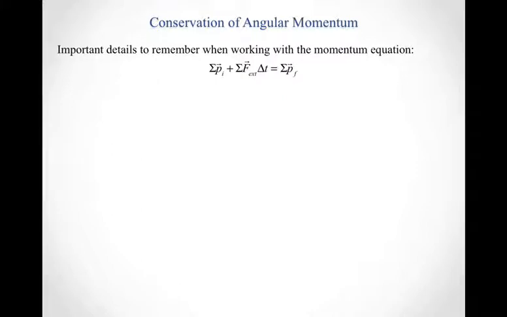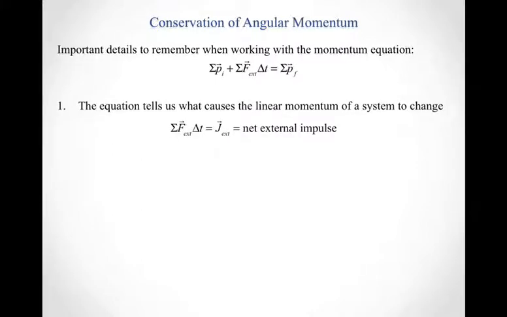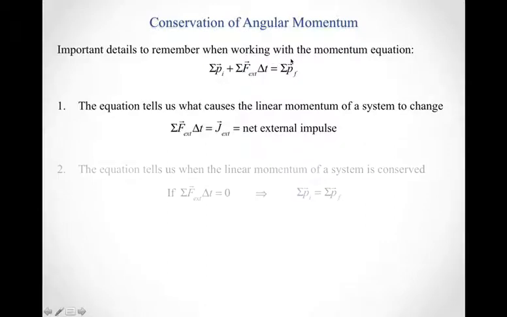So what are the important details we need to remember when thinking about this equation? Well, the first is basically what we just said, that this equation tells us how you change the linear momentum of a system, and it's with this term right here. And we gave that term a name. We said that that was the net external impulse acting on the system. If you have a net external impulse that acts on your system, then the linear momentum of your system changes.